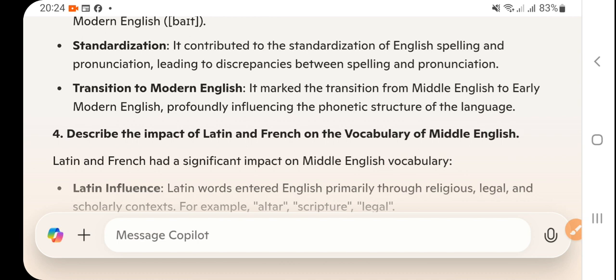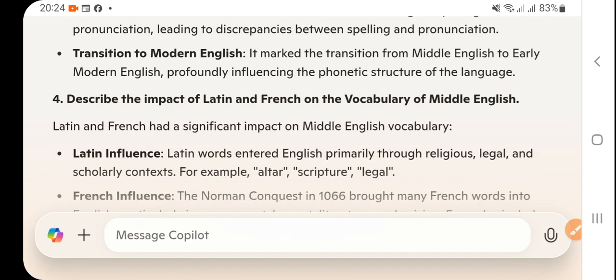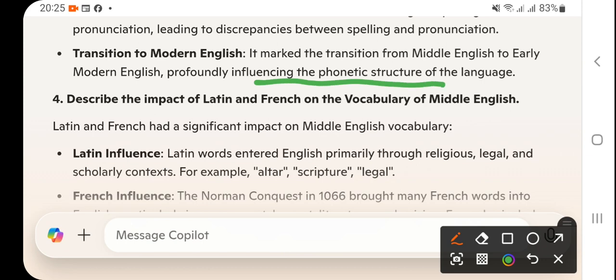Okay. Now standardization. It contributed to the standardization of English spelling, right? So after some time, English spelling was standardized, but pronunciation had changed, leading to discrepancies between spelling and pronunciation. Now the transition to Modern English. It marked the transition from Middle English to early Modern English, right? It was Middle English, but because of the Great Vowel Shift, the language changed, and then it was known as Modern English, profoundly influencing the phonetic structure of the language. Phonetic structure is sound. So because of sound, the language changed and it became Modern English from Middle English.